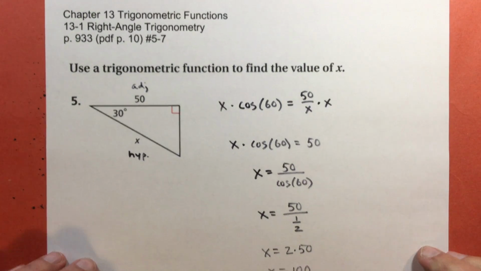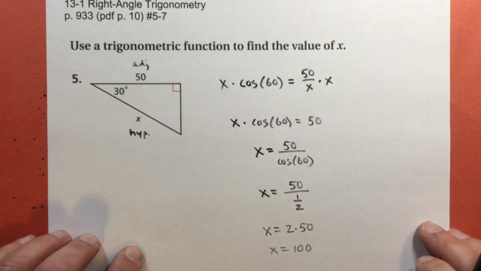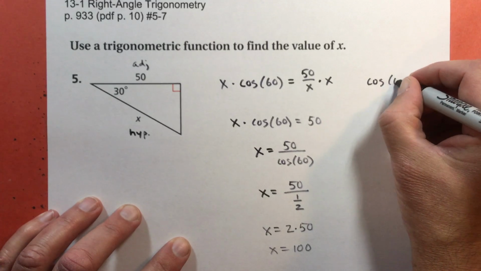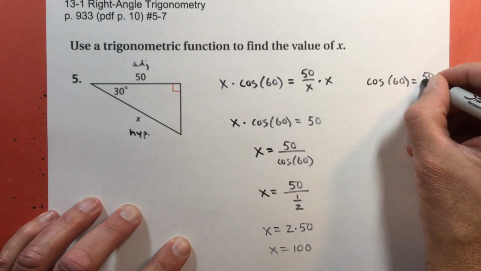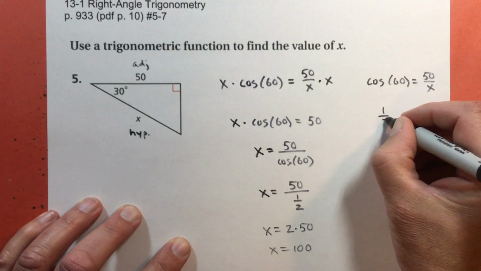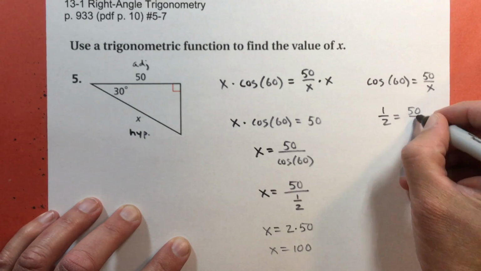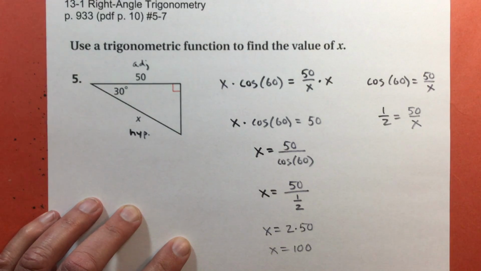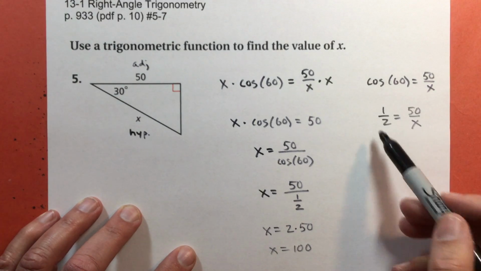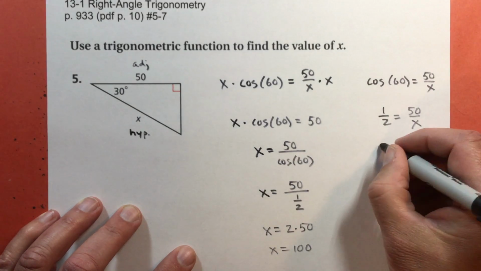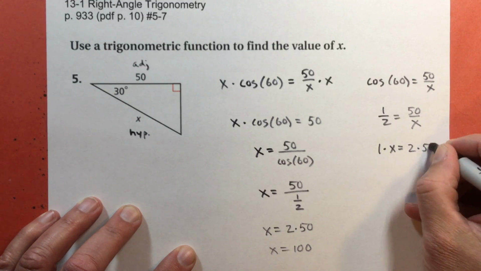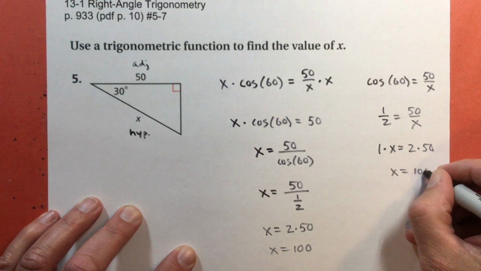Now that's one way of doing it. I'm going to show you another way of doing it too. And actually you probably figured out while you're watching this. I could also have started with cosine 60 degrees equals 50 over x. Looked up cosine 60 degrees and got 1/2. Then I have a proportion, and you probably learned this in pre-algebra elementary school too. I can do a cross multiplying. So I got 1 times x equals 2 times 50. And of course I just get x equals 100, same thing.